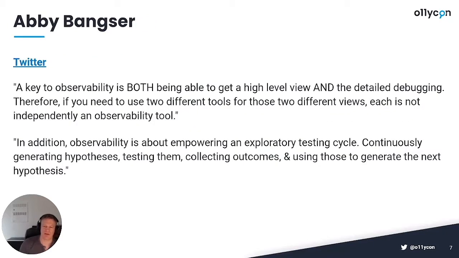Abby Bangser follows up on this and says a key to observability is being able to get both a high-level view and the detailed debugging. If you use two different tools for this, each is not independently an observability tool. So if you're using a high-level tool and you're seeing a trace, but that trace doesn't let you drill down to a lower level and get detailed debugging, and you have to go over to another tool to get it, then you're not looking at something that lets you observe, because you're not looking at a tool that lets you zoom in. And you're not looking at a tool that lets you explore.